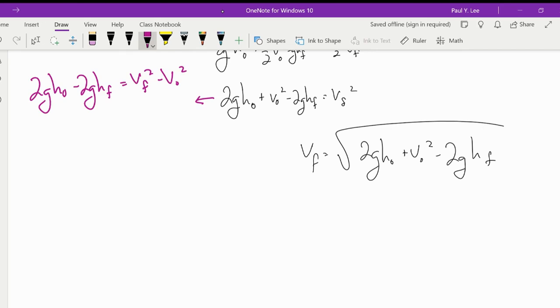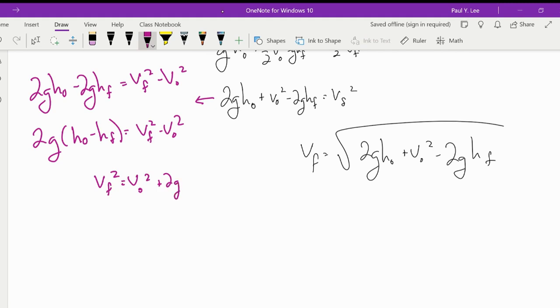Yeah, this is nifty. All right, so I just moved the v initial over. We get this, and if I take the 2 g's out from everything, we get h initial minus h final equals this. Yeah, that's actually the kinematics formula. Would you look at that? The kinematics formula, I believe, is v final squared is equal to v initial squared plus 2g delta x. So here's the 2. Let's highlight it. There's a 2. There's a g. There's a change in height.